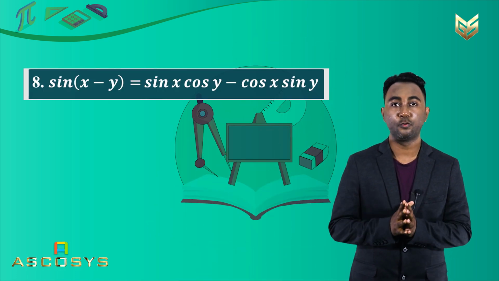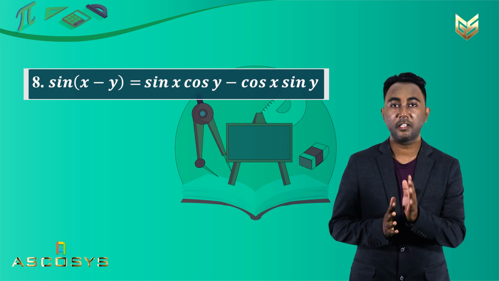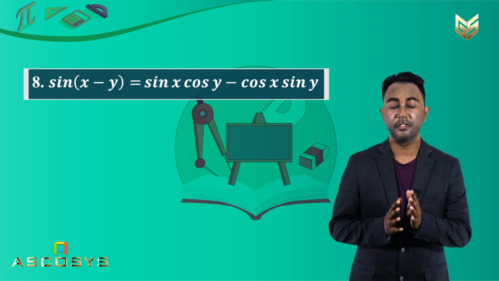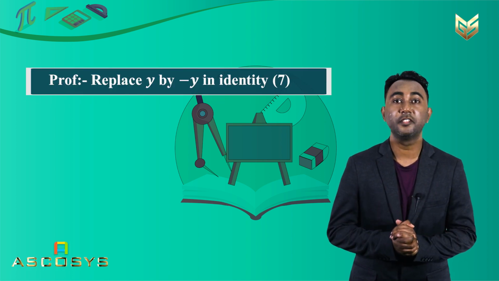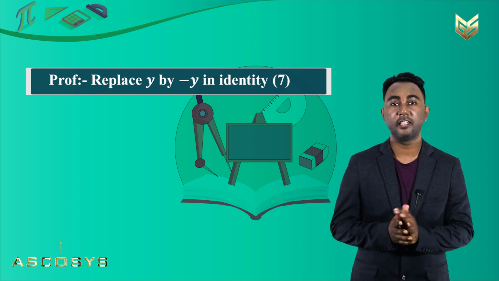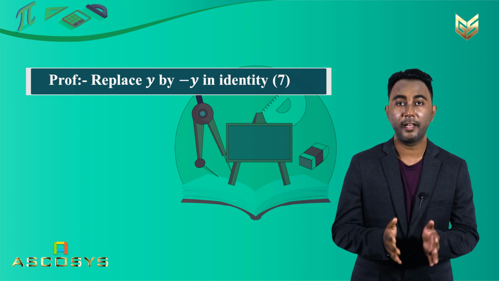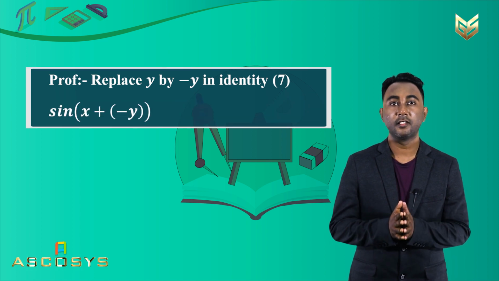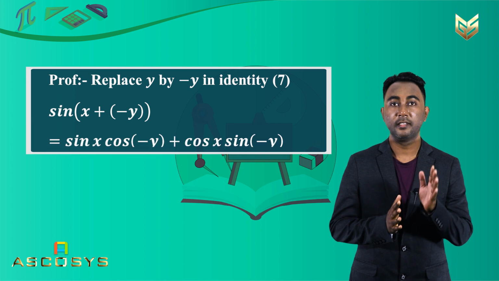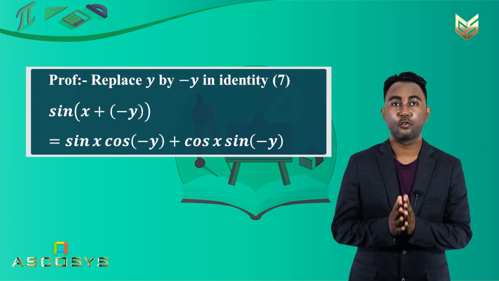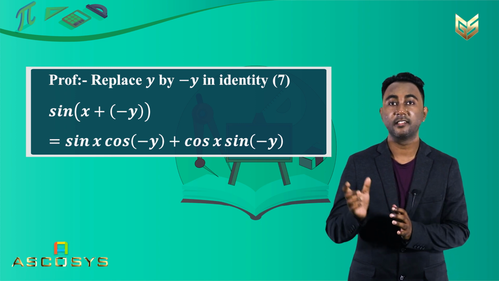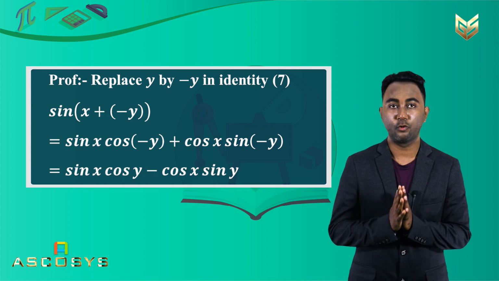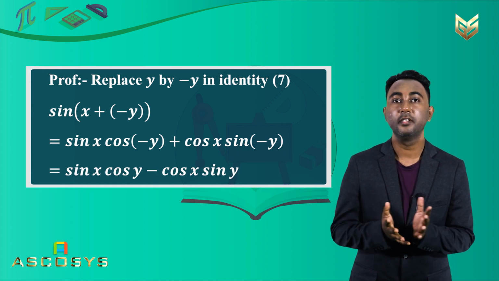Therefore, sin of x plus y is equal to sin x into cos y plus cos x into sin y. For our next identity, identity number 8, we have the difference of two angles. It says sin of x minus y is equal to sin x cos y minus cos x into sin y. Let's prove that. The proof for this is very simple. We will use our identity 7 and replace y by minus y. Thus, sin of x plus minus of y is equal to sin x cos of minus y plus cos x into sin of minus y. Replacing the values of cos of minus y and sin of minus y, we get sin x into cos y minus cos x into sin y.